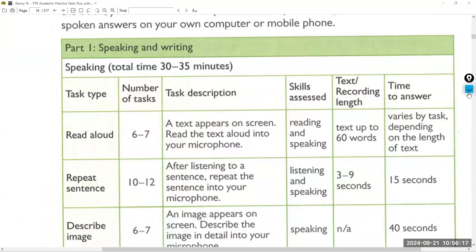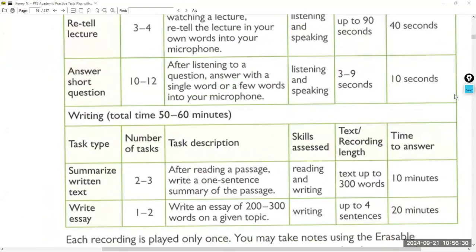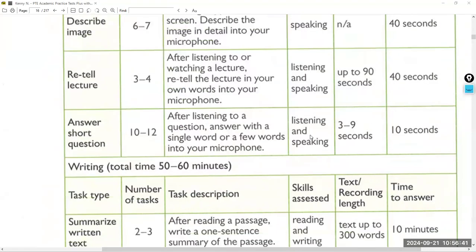Now, all this part, or let me say that the speaking is about 30 to 35 minutes. Okay, this is about speaking. And we know that this is about writing. Now writing is about 50 to 60 minutes. This is the total time. Okay, let me go back to speaking.